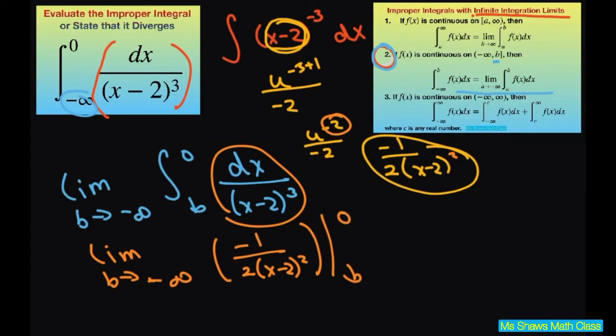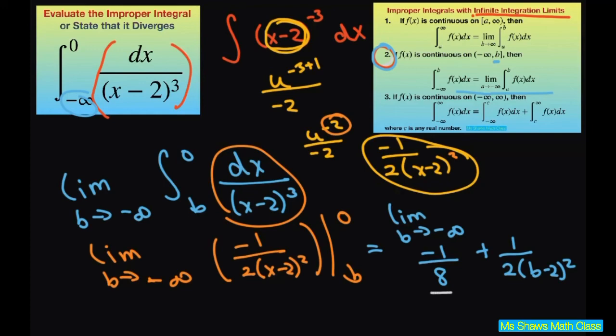All right, so let's plug the 0 in, and this is going to give us the limit as b approaches negative infinity. And when you plug in the 0, you're going to get negative 1 divided by 8. And minus, when you plug in the b, you're going to get plus 1 divided by 2 times (b - 2) squared.